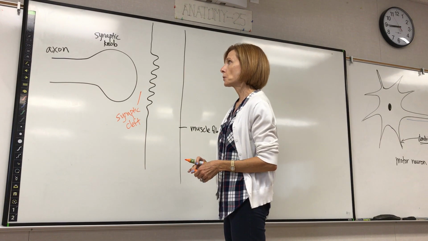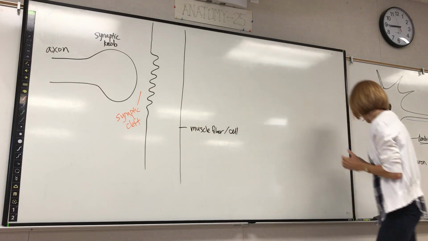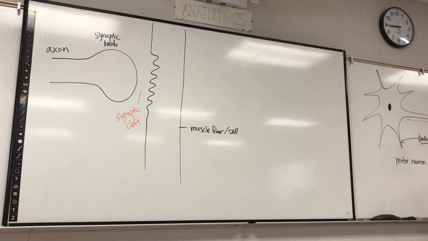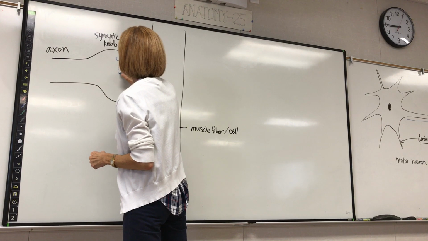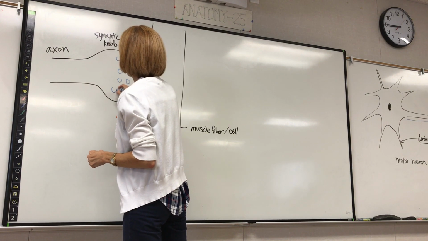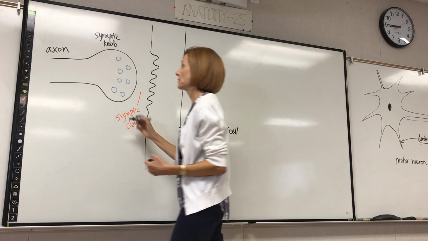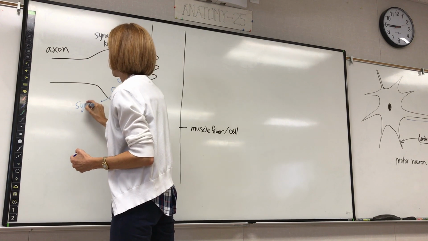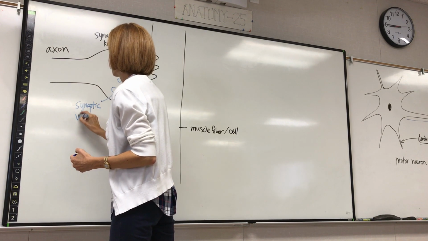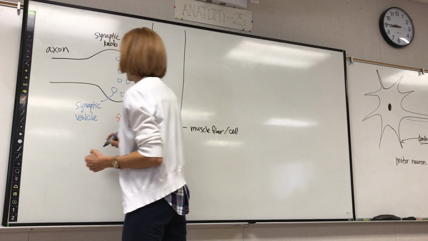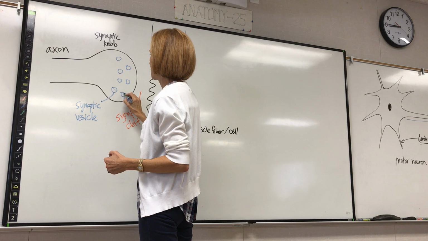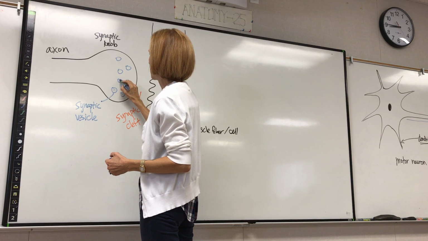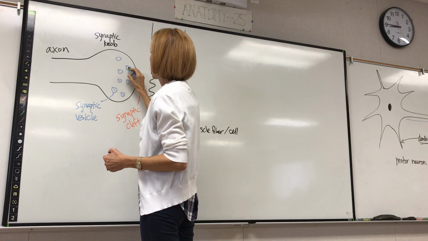Synaptic cleft. So instead, what happens is, we said that the synaptic knobs store a chemical called the neurotransmitter. There are going to be these little sacs in the synaptic knobs. These are called synaptic vesicles. Vesicle just means sac. And these will store the neurotransmitter, which is a chemical. So we'll put the little neurotransmitter molecules in here.